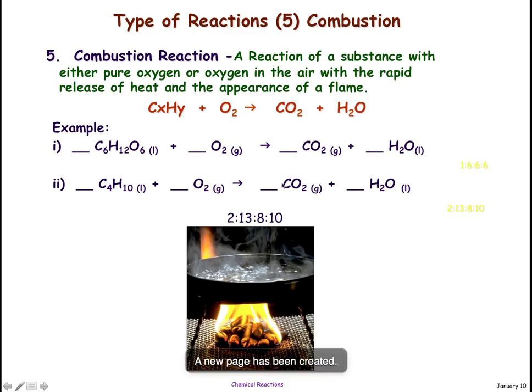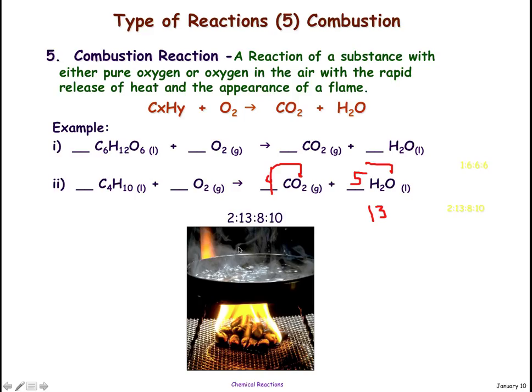Right here, let's balance this last one. We've got 4 carbons. We want to put 4 right here. 10 hydrogens. We want to put 5 right here. Okay. We balance the oxygen last. If we take a look at this, this will give us 8. This will give us 5. 8 plus 5 is 13.